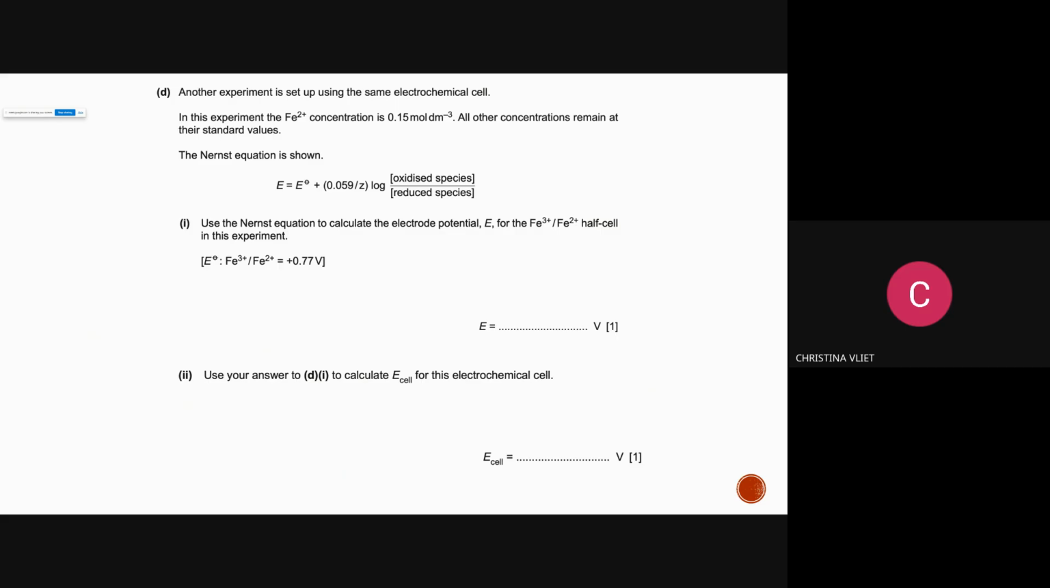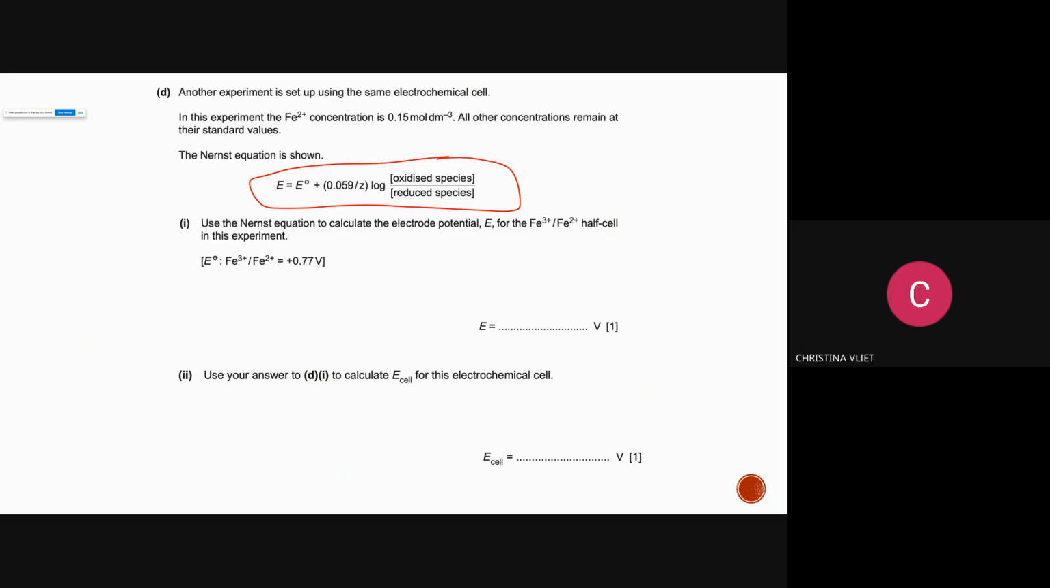All right, here we go. Use the Nernst equation, which they give to you, which I'm saying sometimes they do give it to you. It appears from the new terminology that they are giving you the Nernst equation, but I would just memorize it just in case they don't. This is the equation, and they ask you to use the Nernst equation to calculate the electric potential for the Fe3+/Fe2+ half cell in this experiment. So can we do that? Let's see if we can.